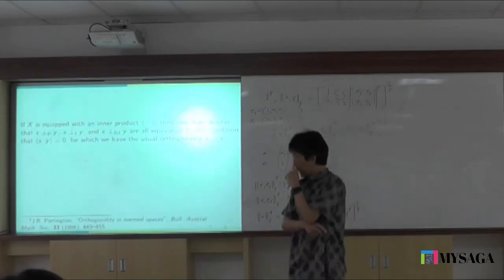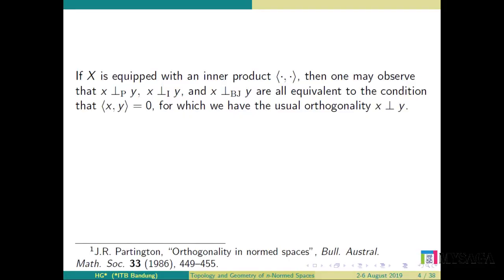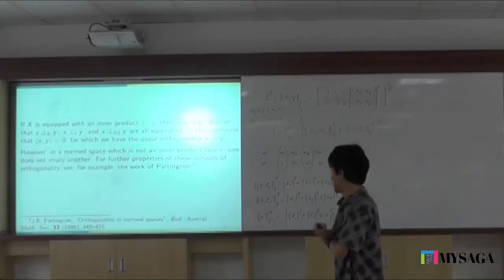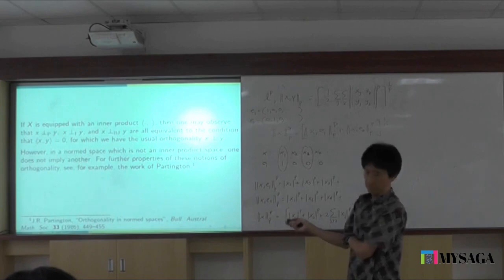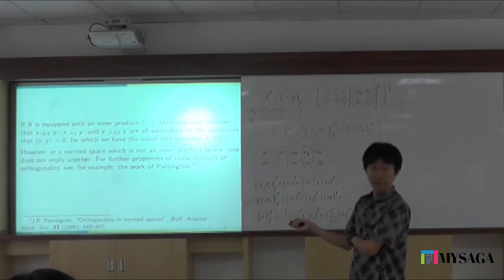Now, if X is equipped with an inner product, then of course Hendra also has mentioned this, right? That the three orthogonalities are all equivalent to the usual orthogonality. However, in a normed space which is not an inner product space, one does not imply another. You can check this paper if you're lucky. I don't know, it's an old paper, but maybe it's online now.